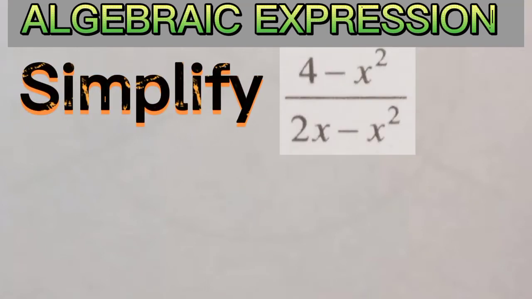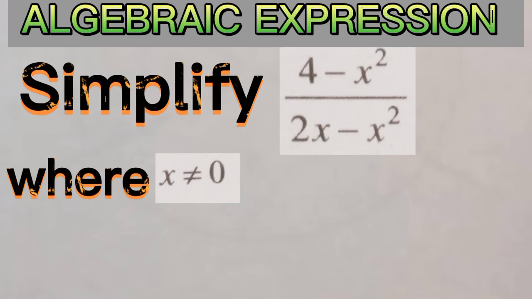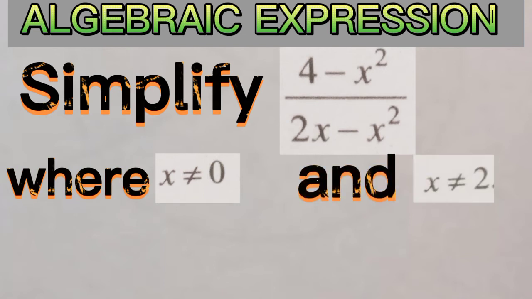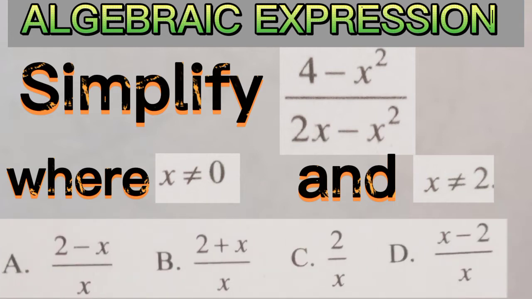Simplify (4 minus x squared) divided by (2x minus x squared), where x is not equal to 0 and x is not equal to 2. The options given to us are: A, 2 minus x all divided by x; B, 2 plus x all divided by x; C, 2 divided by x; and D, x minus 2 all divided by x. Which of these options do you think is correct? Let's solve together, after which we indicate which one is correct.